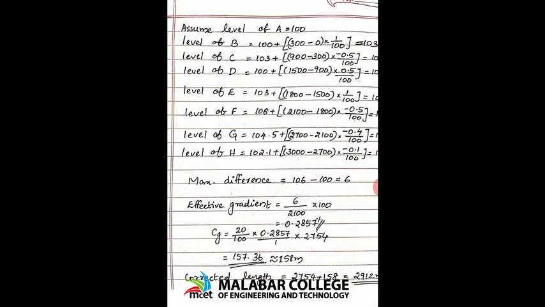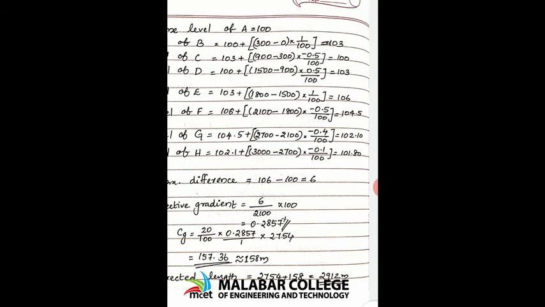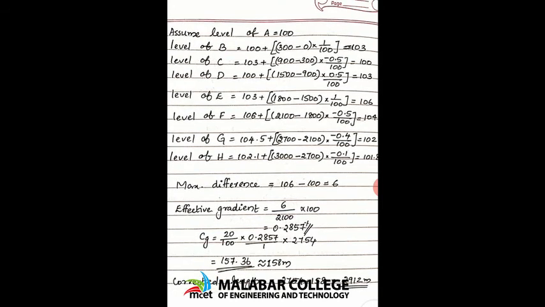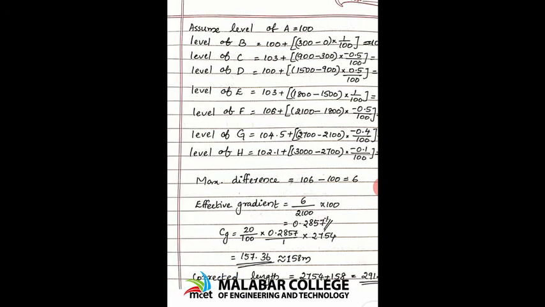Then the level of G is equal to the level of F, 104.5, plus the chain length difference, 2700 minus 2100, into tan theta minus 0.4%, that is minus 0.4 divided by 100. We get it as 102.1 meter. The level of G is below F.